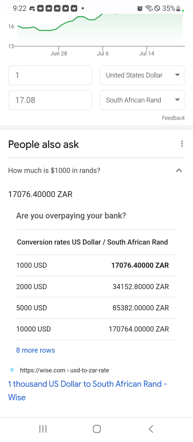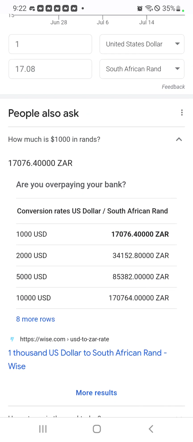$1,000 USD, and you can just, man, listen, you can go a long way. You can definitely get luxury a lot cheaper there. And look at these conversion rates, it's insane. So 2,000 USD, now you're looking at $34,152.80 in rands.